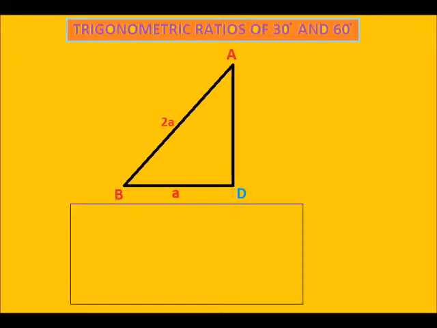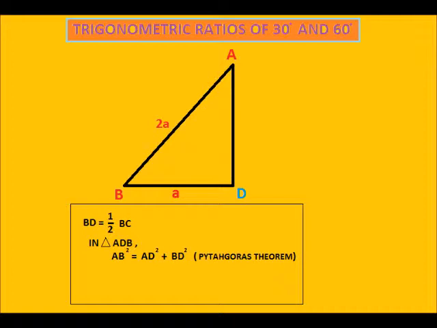In triangle ABC, BD equal to half of BC. In triangle ADB, AB square equal to AD square plus BD square by Pythagoras theorem. AB square equal to 2A square plus A square. AB square equal to 3A square. Therefore, AD is equal to A root 3.